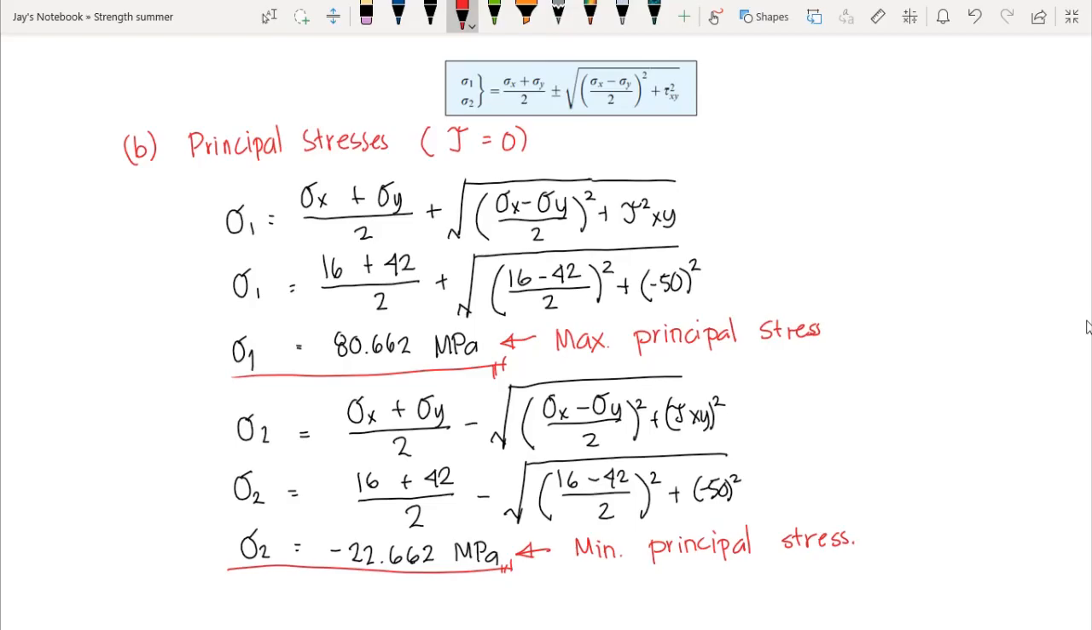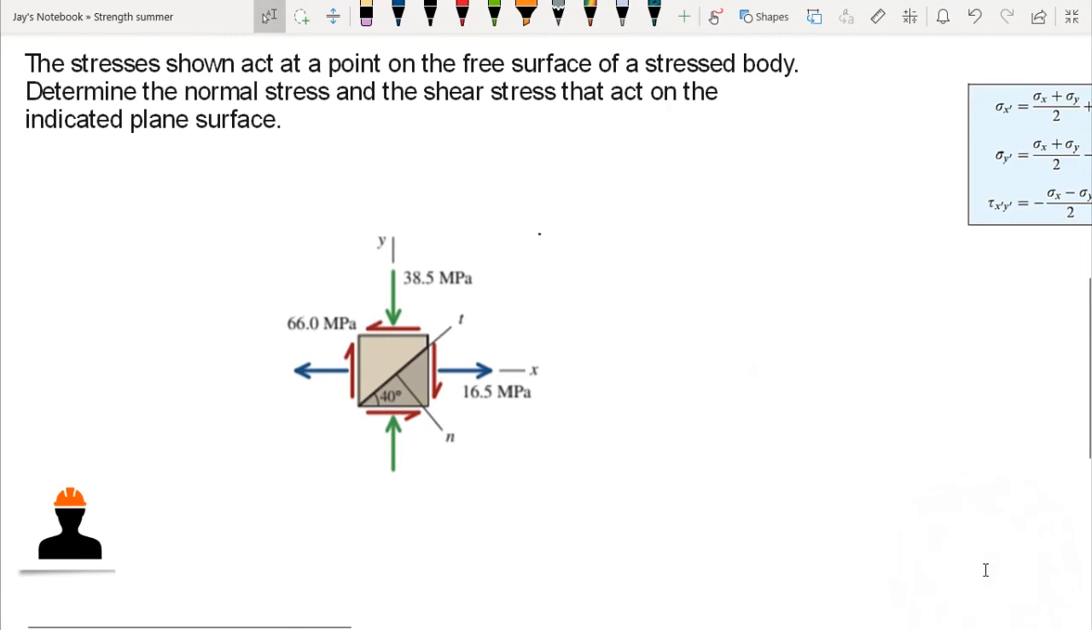Okay, let's try to solve our second example. We have the stresses shown act at a point on the free surface of a stressed body. Determine the normal stress and the shear stress that act on the indicated plane surface. So we are asked to compute for the stresses on the plane surface.